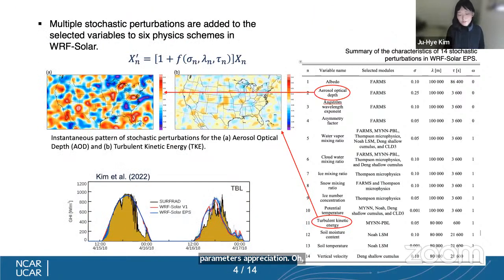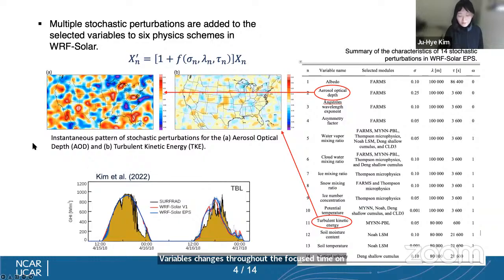This figure shows the distribution of stochastic perturbation for the aerosol optical depths and the turbulent kinetic energy on the WRF-Solar domain. The perturbation pattern is homogeneous with a horizontal length scale lambda and a mean of 0 and a variance of sigma squared. Tau is the decorrelation time. Depending on the defined stochastic parameters, the quantity of 14 physics variables changes throughout the forecast time.